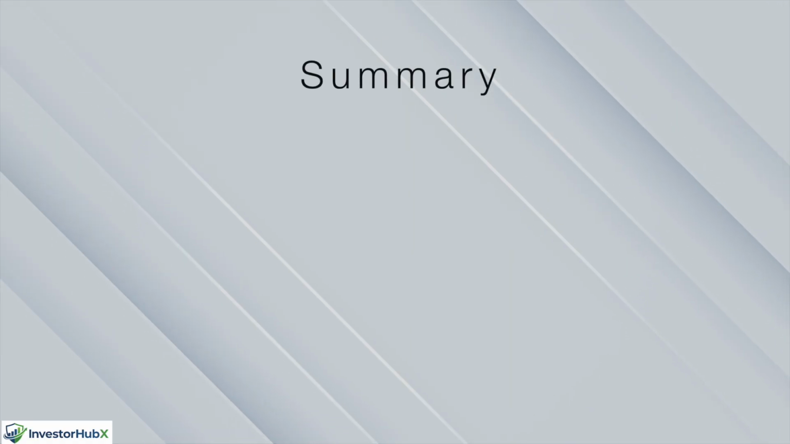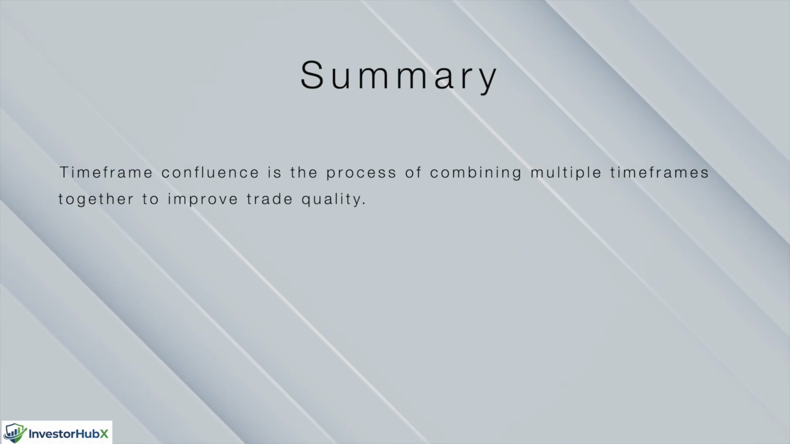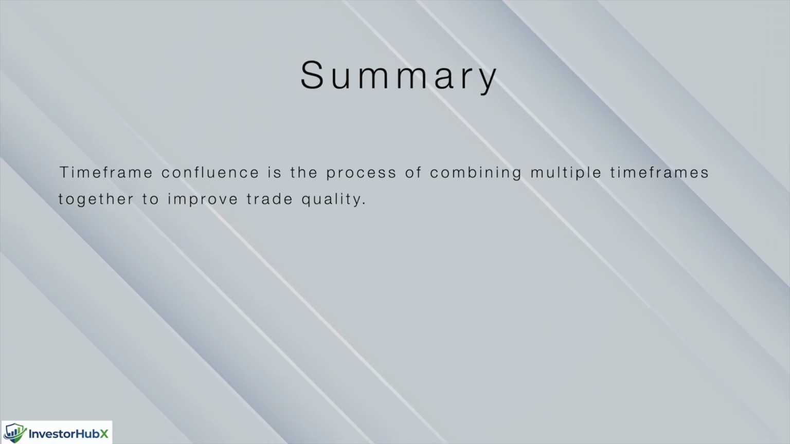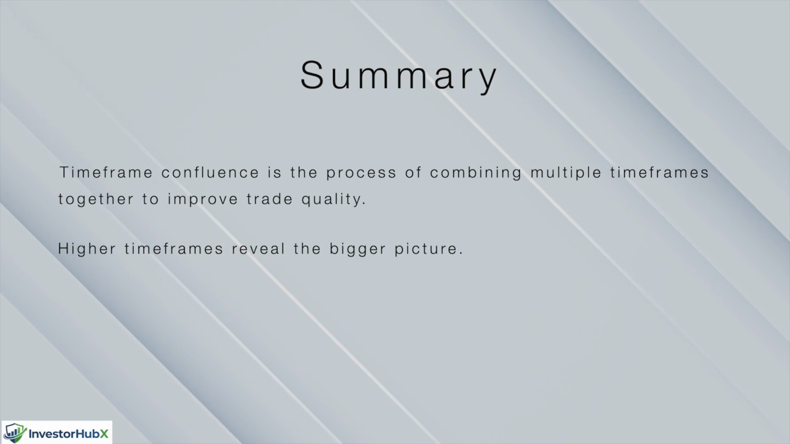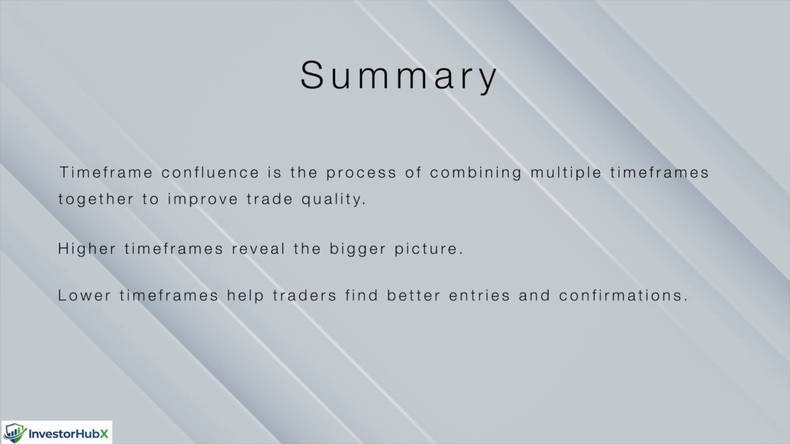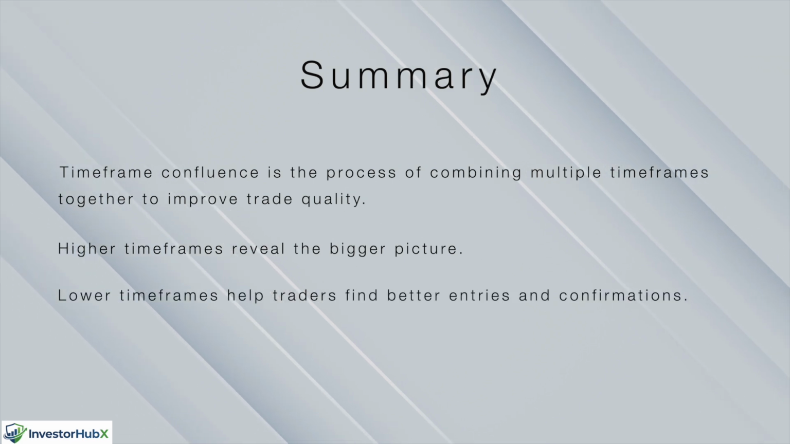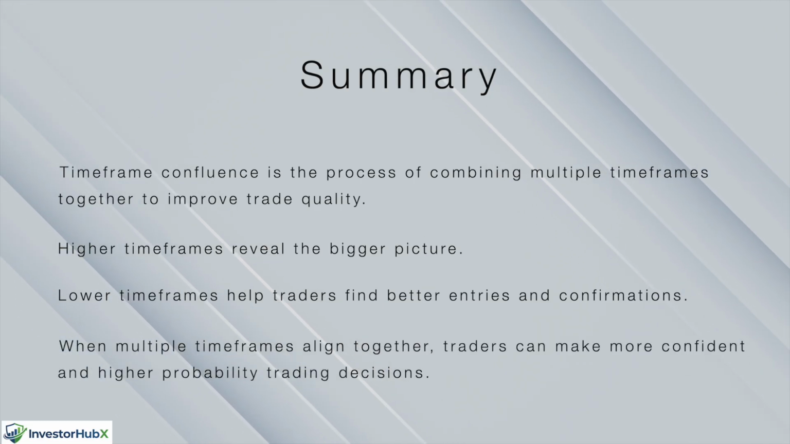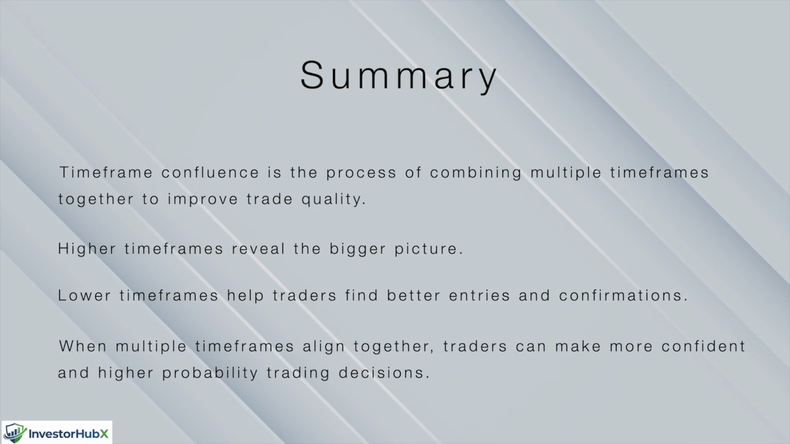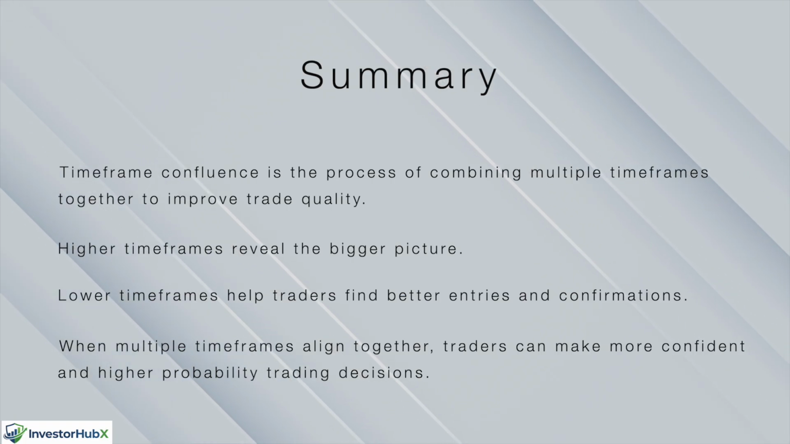To summarize, Timeframe Confluence is the process of combining multiple timeframes together to improve trade quality. Higher timeframes reveal the bigger picture, while lower timeframes help traders find better entries and confirmations. When multiple timeframes align together, traders can make more confident and higher probability trading decisions.